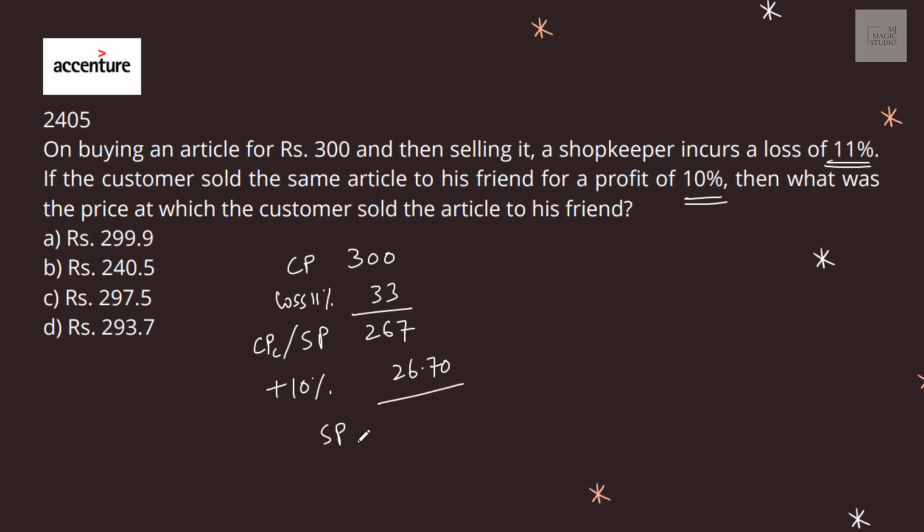Now the selling price of the customer becomes 293.70. Then what was the price at which the customer sold the article to his friend? It is simply 293.70. That is option D.